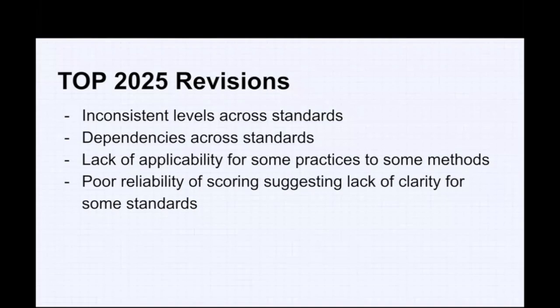And finally, there was poor reliability of scoring. So when evaluators attempted to look at journals that had implemented TOP, the different evaluators didn't necessarily agree with one another in terms of the level of implementation that we saw across the different domains. And so that suggested that there was a lack of clarity among some of the standards. And so with the revision, we're seeking to address that lack of clarity and make the standards more consistent and interpretable.